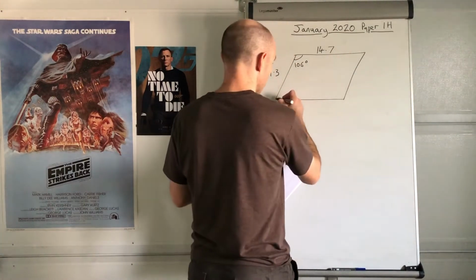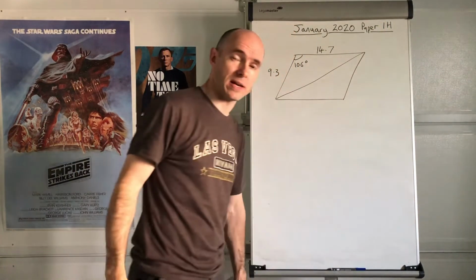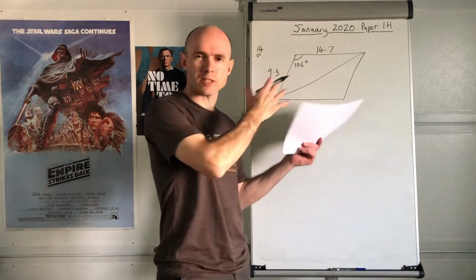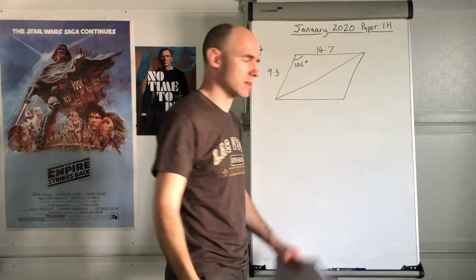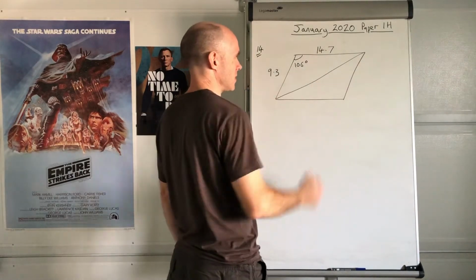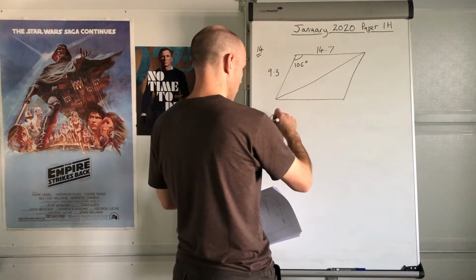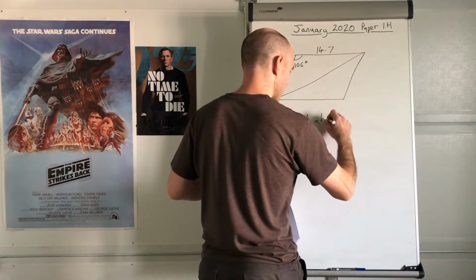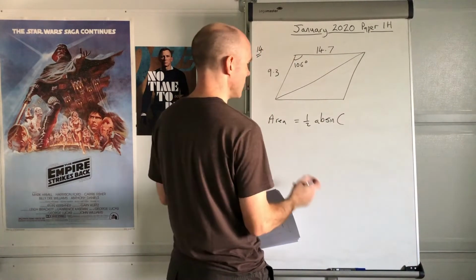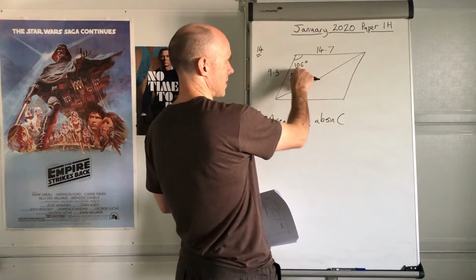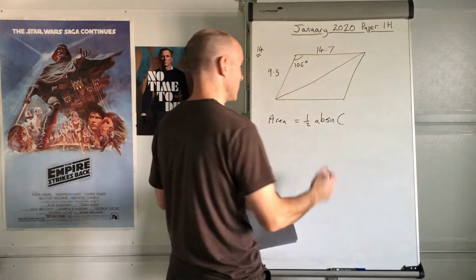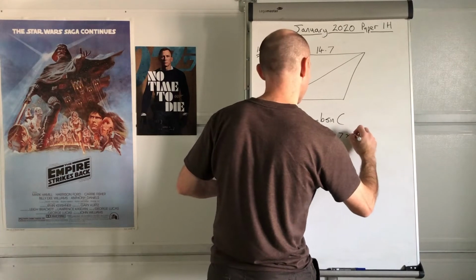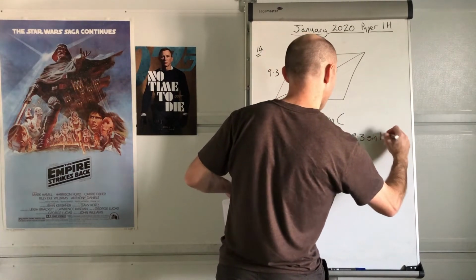Work out the area. What you're always doing is dividing this quadrilateral into two. I say quadrilateral because sometimes you get a kite, sometimes a rhombus, sometimes it's just a quadrilateral, but you just divide it into two and use the half AB sine C formula. The angle must be in the middle of the two sides that you're using. So you do a half multiplied by 14.7 times 9.3 times sine 106 degrees.